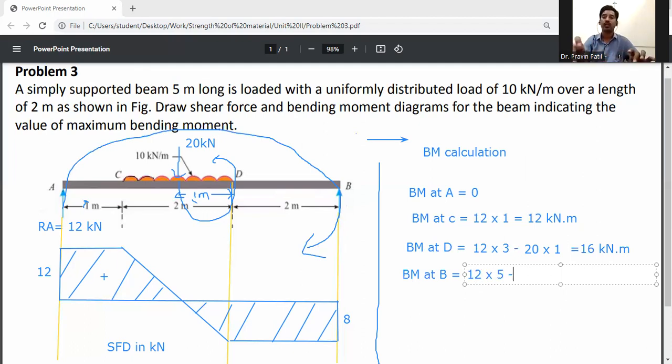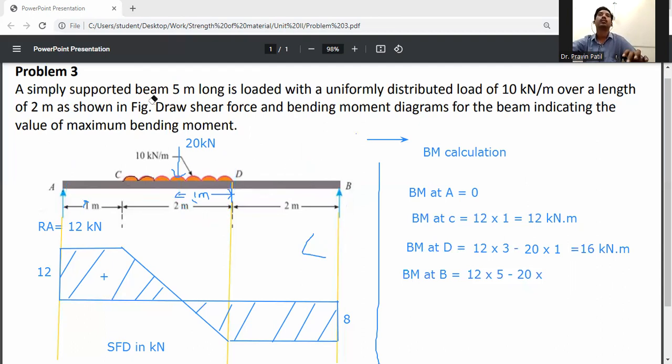So 12 into 5, then minus this 20 into the distance up to here. See here, this 20 kilonewton to this distance. Up to D it will be 1 meter, plus D to B is 2 meter, 1 plus 2, it will be 3 meter. So 20 into 3 meter. It will get 0: 12 times 5 is 60, and 20 into 3 is 60. So bending moment at B will be 0.